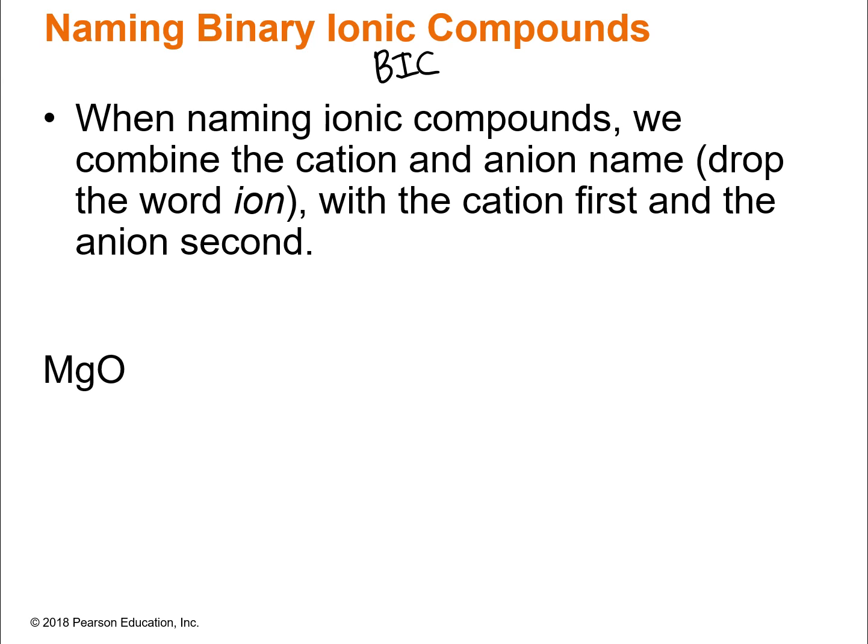When you name these, you're going to combine the cation name and the anion name and smush them together. So the first part of the ionic compound is always going to be the cation. If we were just going to name the cation, it would be the magnesium ion. It's in group 2A, so that means it's not a transition metal. We don't have to do anything special. You just write the name of the parent atom, which is magnesium, followed by the word ion.